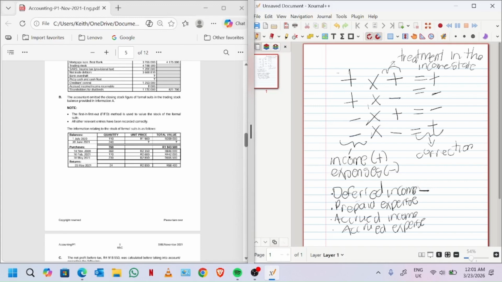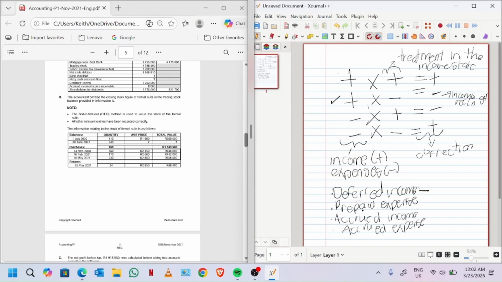And so let's look at this situation. Deferred income is an income, so it's one of these pluses. And then the treatment in the income statement. So what do we normally do with the deferred or income received in advance? We normally subtract that. And so we have a plus and a minus, and then that's the income in advance, or deferred income is the same thing. And so prepaid expenses is the next one.